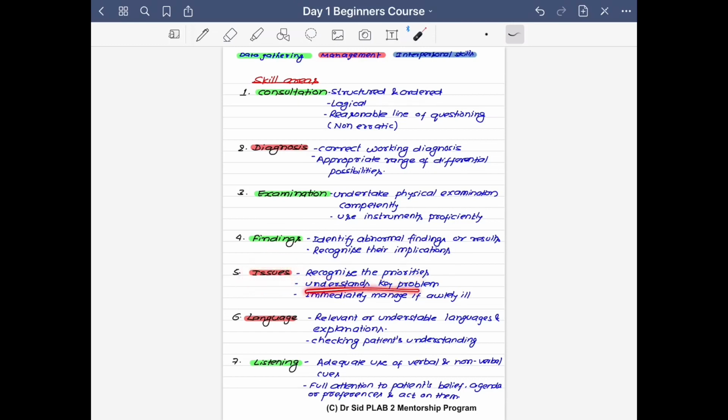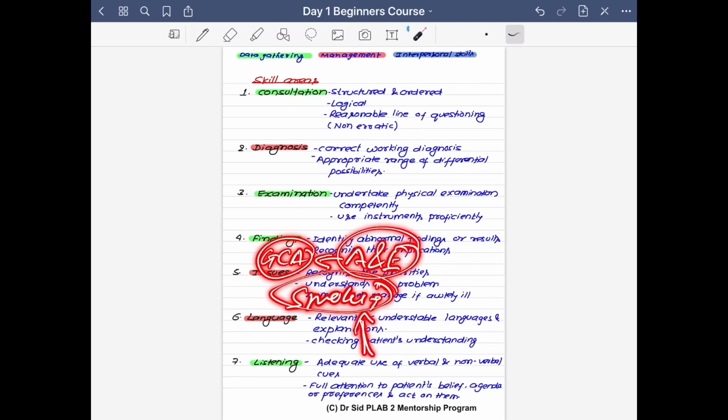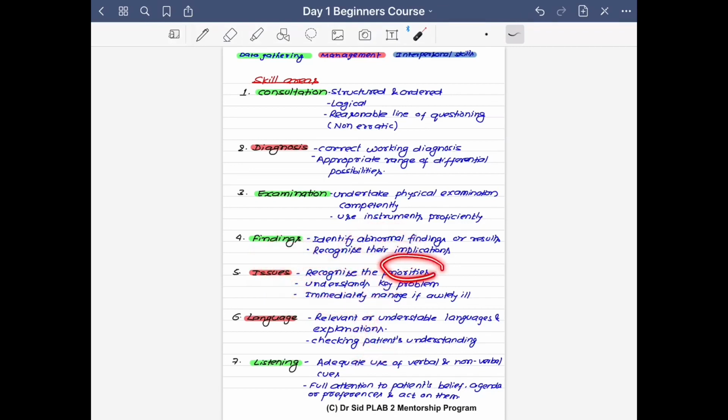Issues: whether you are recognizing the priorities, whether you are understanding the key problems, and whether you are managing if patient is acutely ill. For example, if the patient is coming with the giant cell arteritis like picture in the A&E department and he also has a smoking history, then do not lose your time by just giving the lifestyle advices on smoking history. If you are doing so, then you are not recognizing the priority. The priority is not the lifestyle modification. The priority is to prevent the potential loss of vision. So if you do that, then you will get poorly marked in the issues. Otherwise, you will be getting good marks in issues if you are recognizing their priorities and understanding the key problem and immediately managing if something is acutely ill.